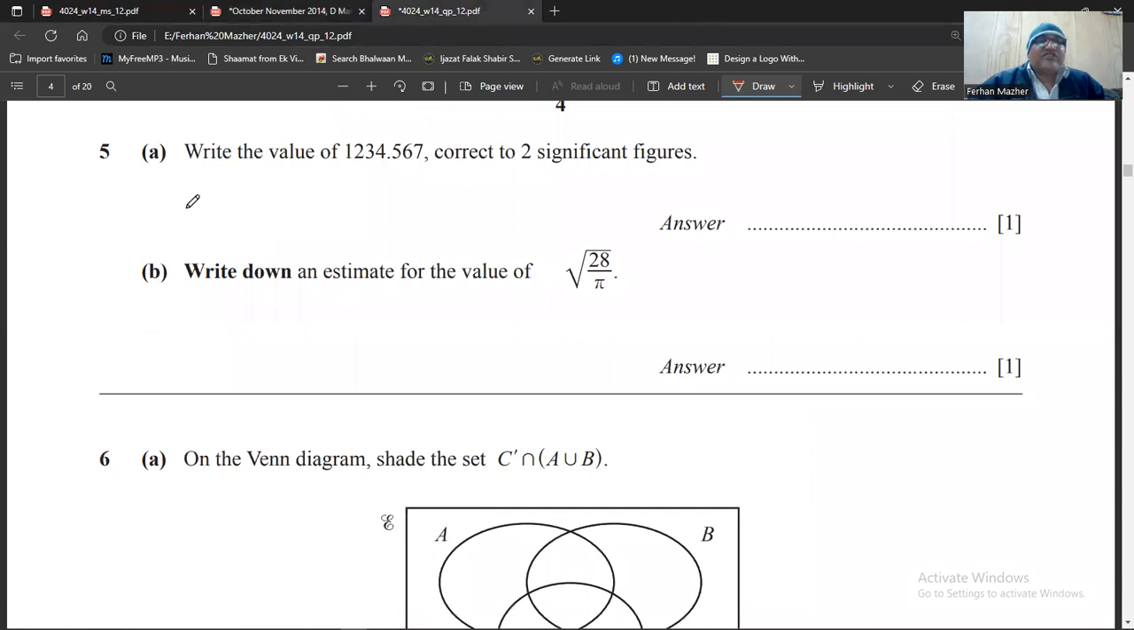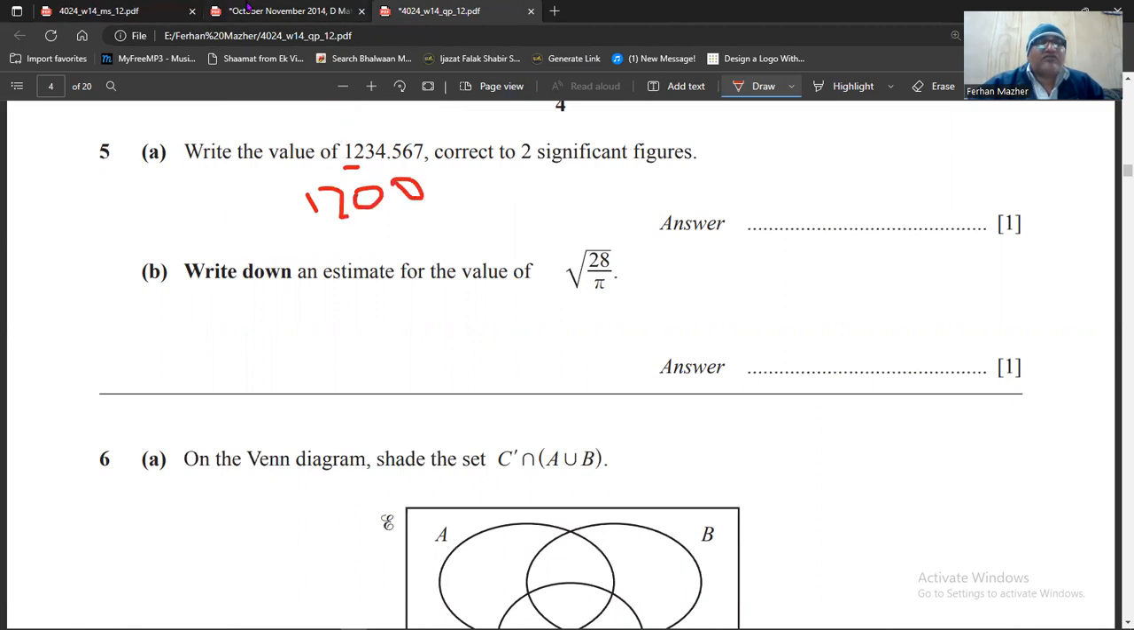Question number 5, he says, write the value of 1234.567 correct to two significant figures. The two significant figures are these. So after this, you have 3. So just drop them. So the answer will be 1200.